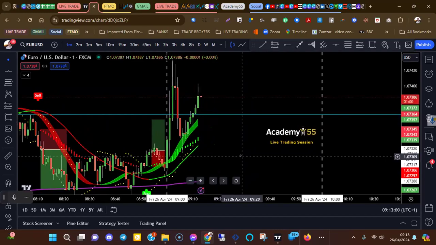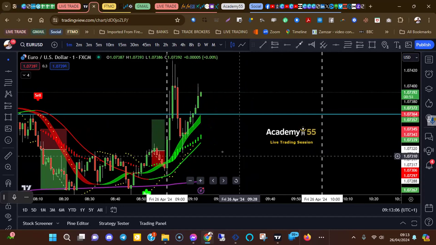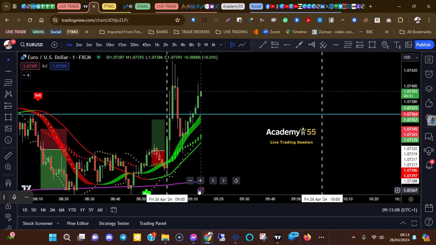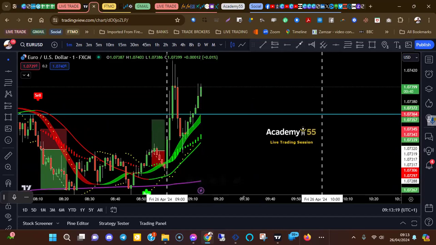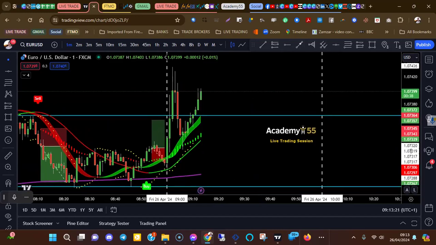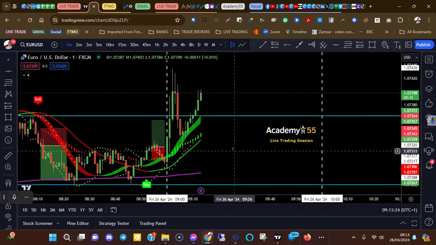So we're here waiting for a sell alert. If we ever do get such a thing, let's have a look at this little square, see what it says. Japan's yen hits a fresh 34-year low. Seeing as we're not on the yen, I don't really think that's going to affect us too much.